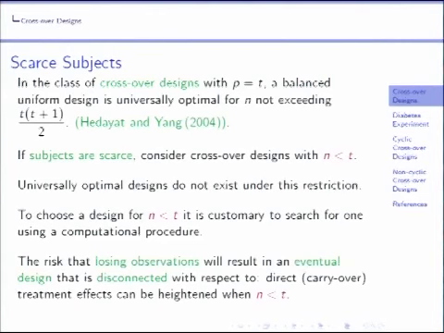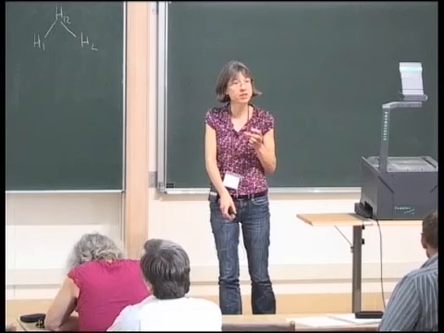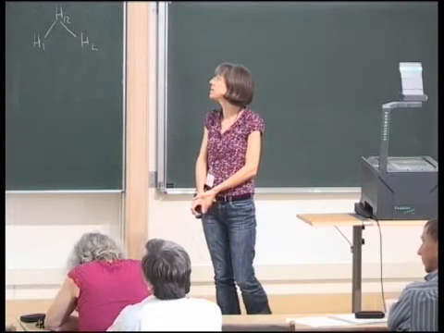Furthermore, if I had the option of a uniform design, I would have at least T subjects. If my subjects are scarcer than that, then I have a smaller design, and as such, my design will be more vulnerable to observation loss. So there's a higher risk, or a heightened risk, that through observation loss, my design will become disconnected. And that's something that I want to think about in the planning stage of the experiment.